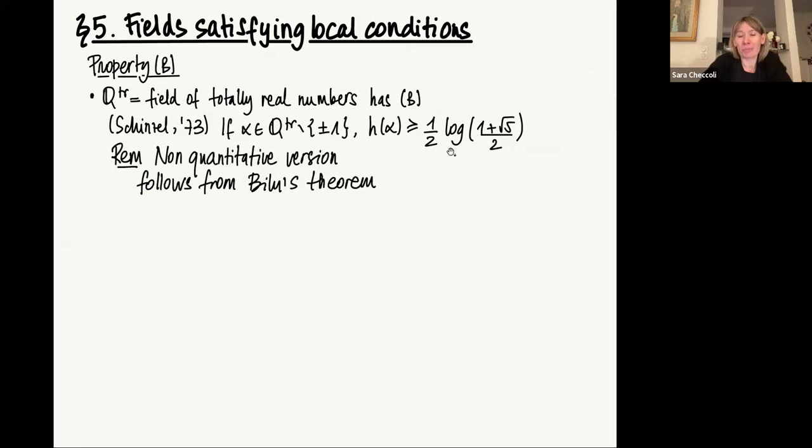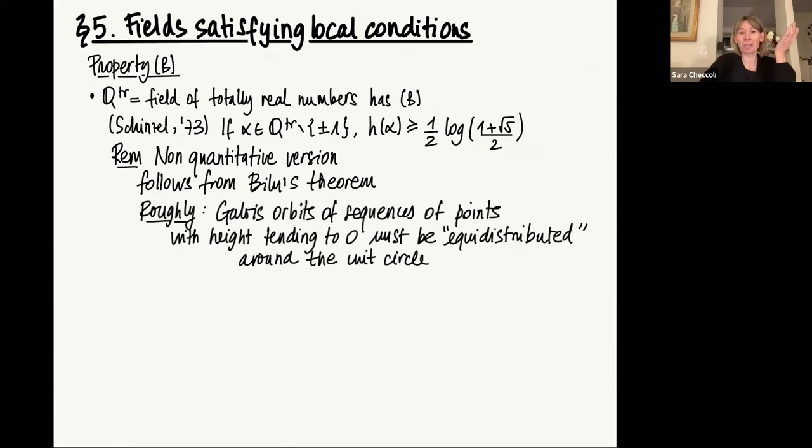This is a very, very precise, very explicit bound, and it is also best possible. But if you were just interested in a non-quantitative version of this result, just the existence of a lower bound, this can follow from Bilu's equidistribution theorem. I don't have a lot of time, but let me say very, very roughly, this theorem tells you that Galois orbits of sequences of points whose height tends to zero, whose degree tends to plus infinity, must be equidistributed in some precise sense around the unit circle.